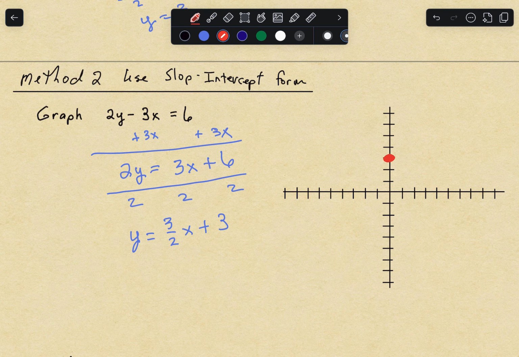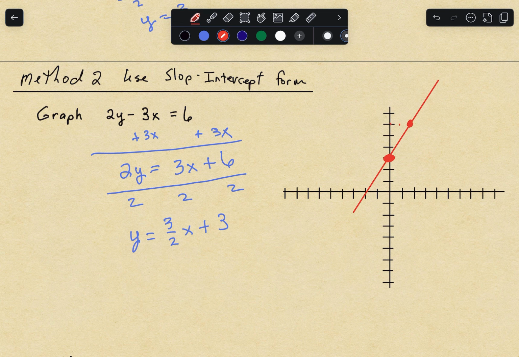Now, because if x equals 0, this whole thing turns to y. All you have to do is take the next step and go up and over, up 3 and over 2. So you're going to go 1, 2, 3, and over 2. And that'll be your point right there. So let's do that. I go 1, 2, 3, and over 2. And I'll just put a dot right there. And then I draw my line through. And that's it. Done. See, that was a little bit easier.